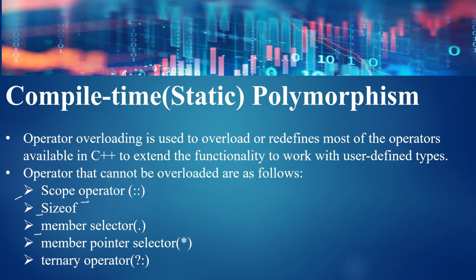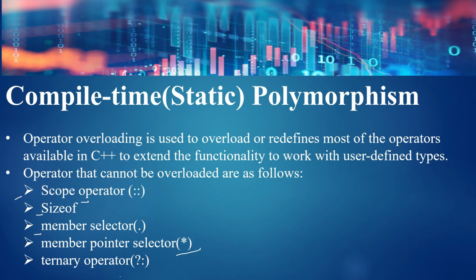With object name you select some members of your class. So this again is used inside your class. So its functionality also cannot be overloaded. Then comes your member pointer selector. This is used to select some members. So again, this has some functionality in your class, so you cannot overload this one also.